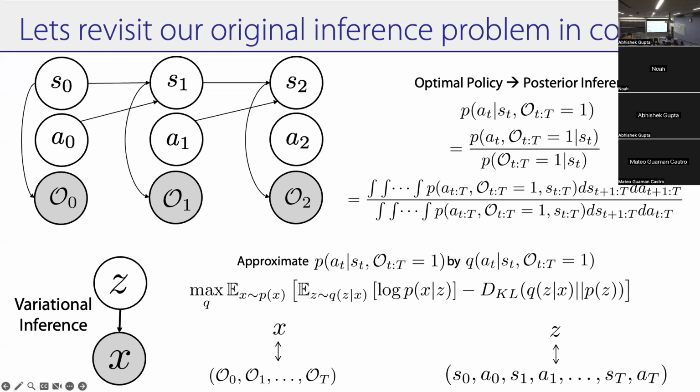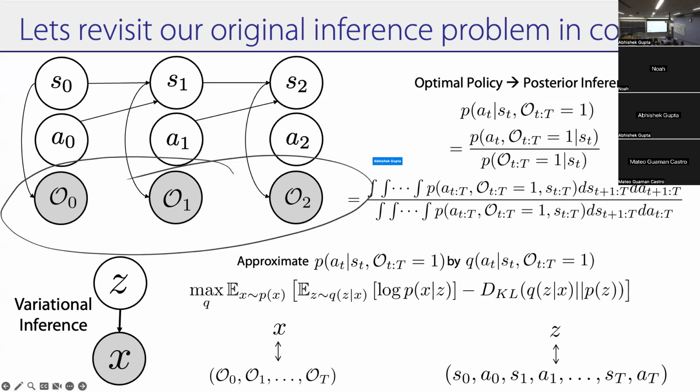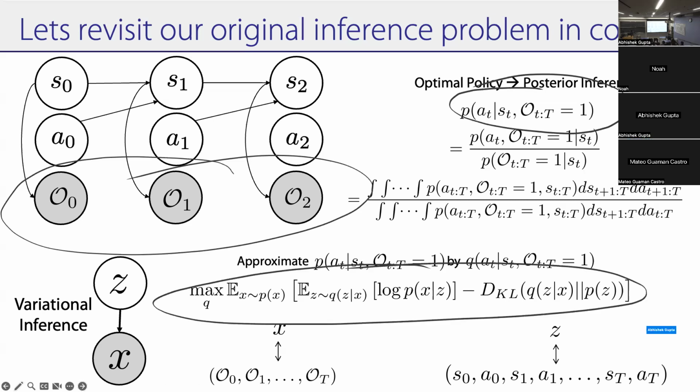So what we've done is we've said controller's inference is standard graphical model with these additional optimality variables. That's it. And finding a policy is posterior inference. Posterior inference is hard to do, so we're going to use variational inference. In variational inference, the observed are optimality, the unobserved are state and action. That's it.